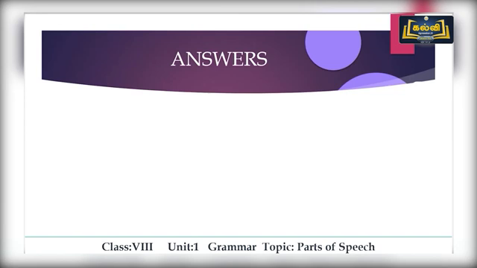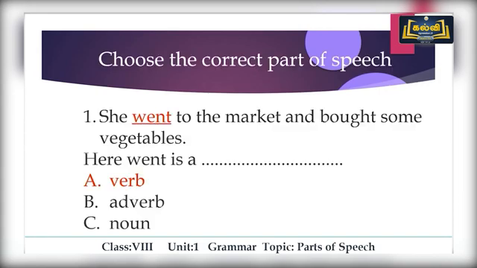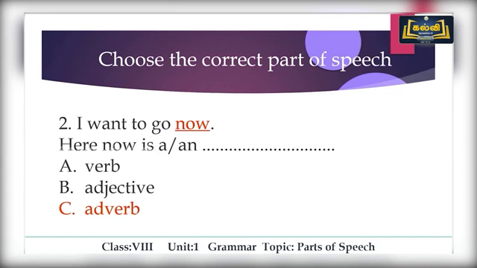Now the answers for the questions which I have shown. For the first question, went. Have you guessed this? If you have guessed it as a verb, then your answer is right. Look at the second question. I want to go now. So now represents go. When are you going? If they ask you the question, then you will say that I am going now. So the answer is adverb.